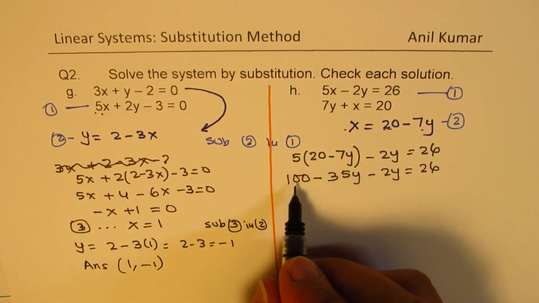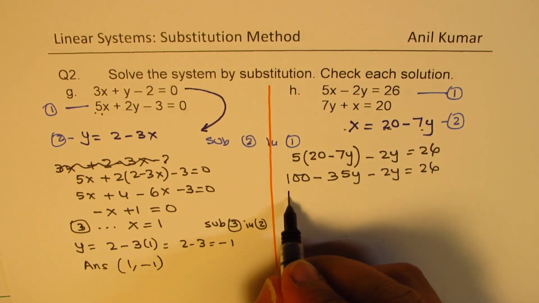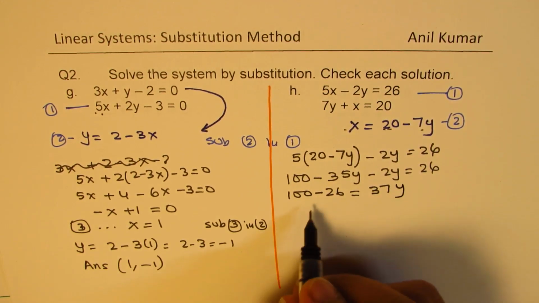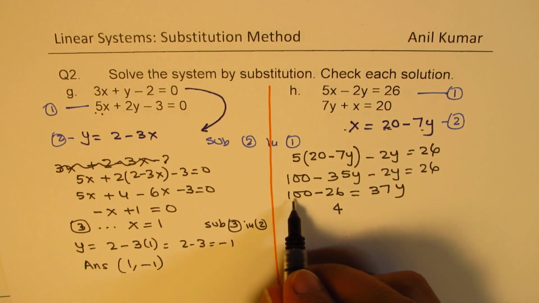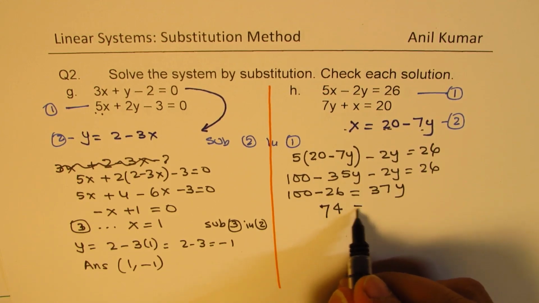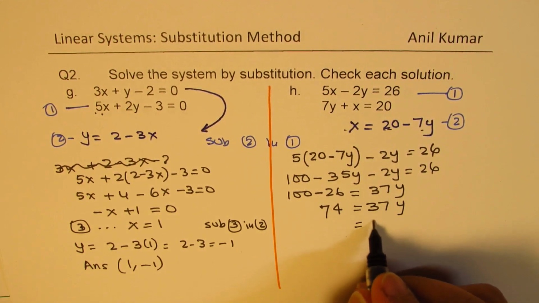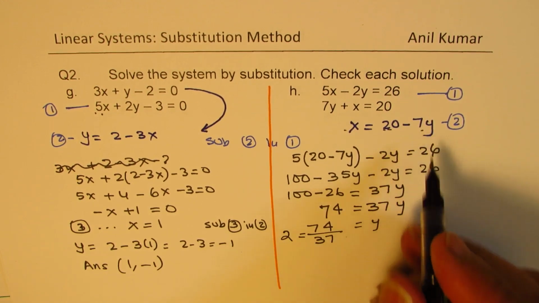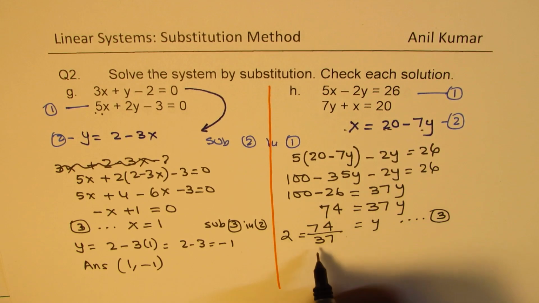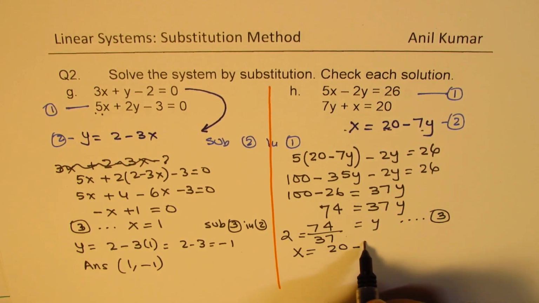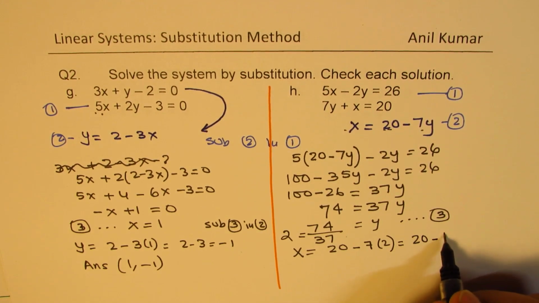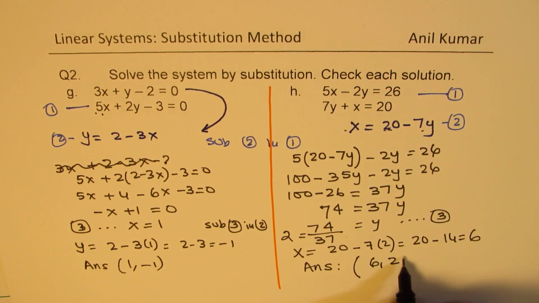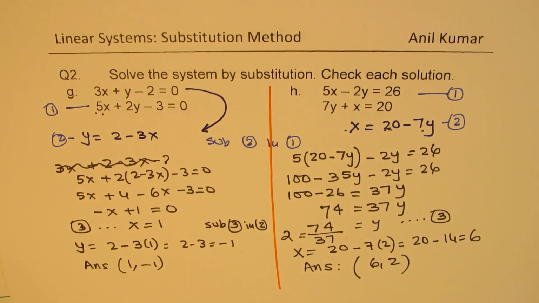So let's bring 26 here. We get 100 minus 26 equals, these terms on the right side give us 37y, right? So 100 minus 26 gives us 74, equals 37y, right? So y equals 74 divided by 37, which is 2. So y is 2. Let's substitute y equals 2 in our equation 3. So we get x equals 20 minus 7 times 2, which is 20 minus 14, or 6. Therefore, our answer in this case will be 6, 2, correct? I hope the steps are absolutely clear, right?